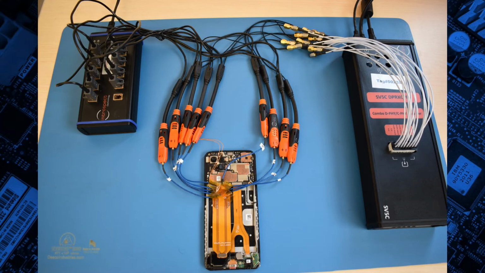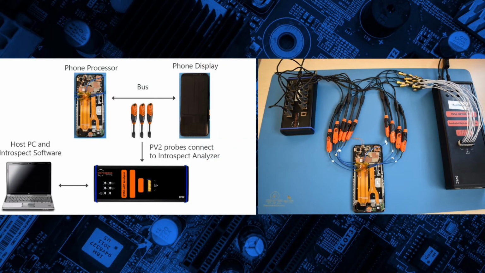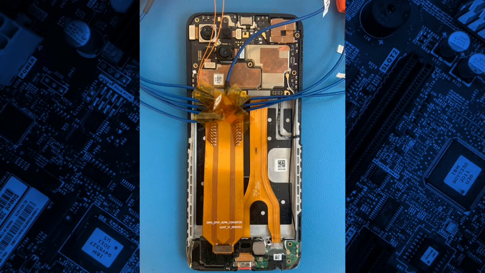We'll now show a demonstration of monitoring live C-PHY DSI traffic on a smartphone using Introspect's new PV2 probes, the SV5C-DPRX/CPRX combo analyzer, and Introspect software tools. In the test setup as shown, the high-speed bus connecting the phone's main processor and display panel is laid out on a flex PCB with probing points available for direct attachment. A small interposer has been created to sit under the test points of interest, and Introspect PV2 soldered-down probe tips are attached to the interposer as shown.